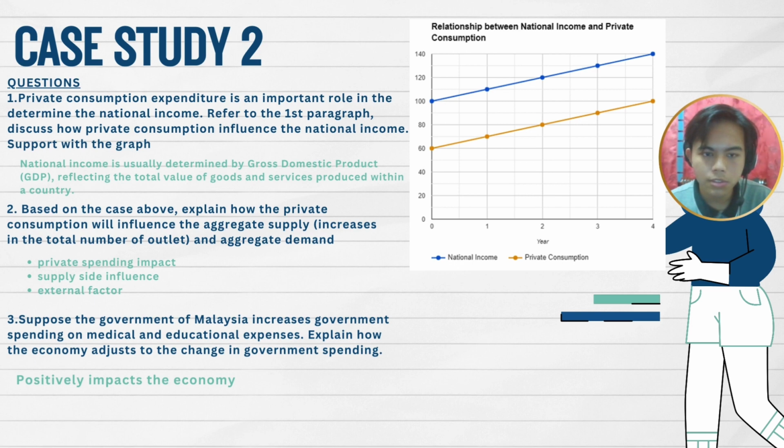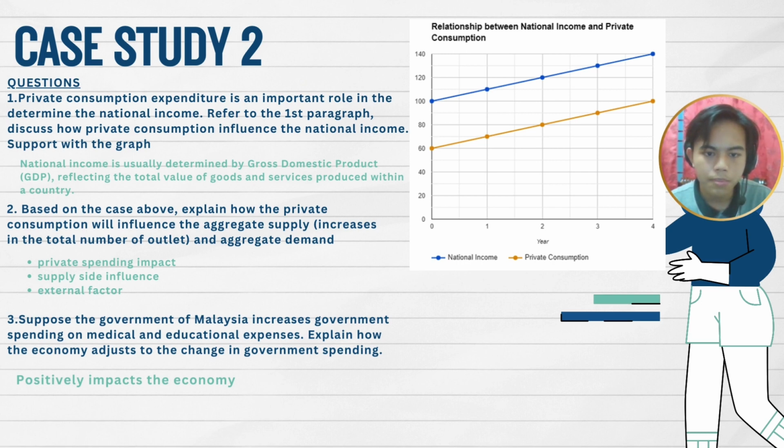Private consumption is essential in this calculation, and any changes in it can have a significant impact on the country's economic health. The graph on the right shows that an increase in private consumption seriously affects how a particular country views itself. If private consumption rises, then we have a rise in national income.